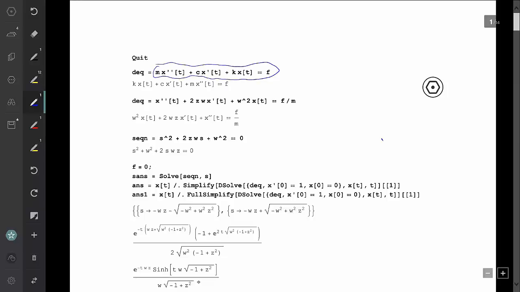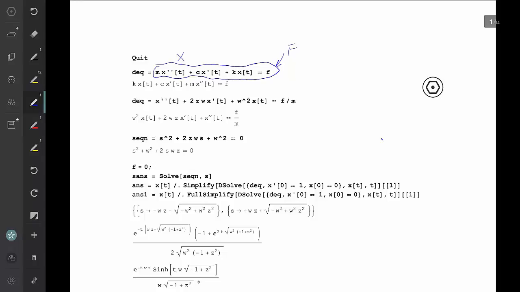Given a differential equation, I'm expecting you to be able to identify the output variables, the parameters, and the input. In this particular case, the output is the variable that is being solved for from the differential equation, which happens to be x. So here x is the output variable. The input is the force. So typically you will know what the force is and then solve the differential equation for the output.